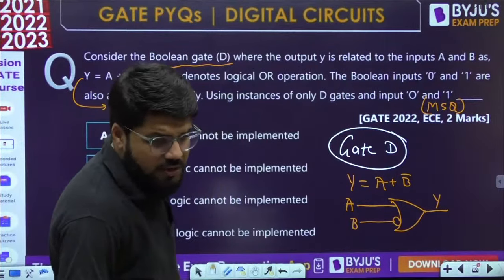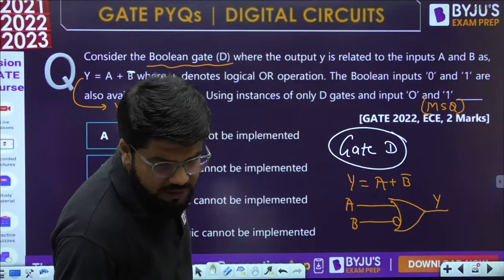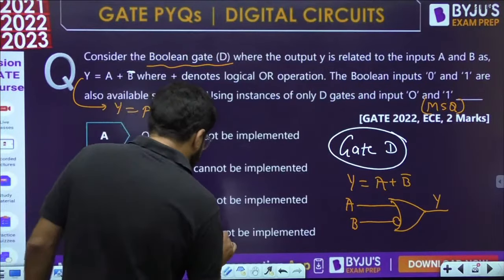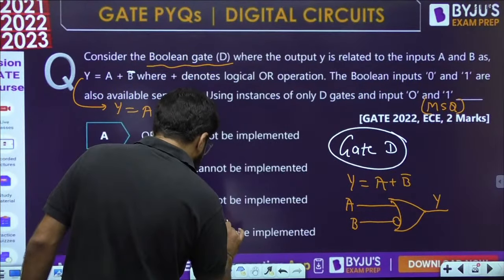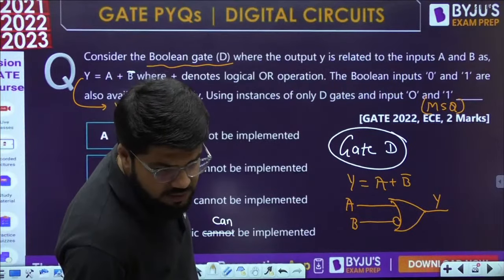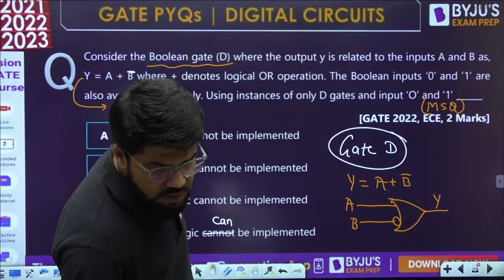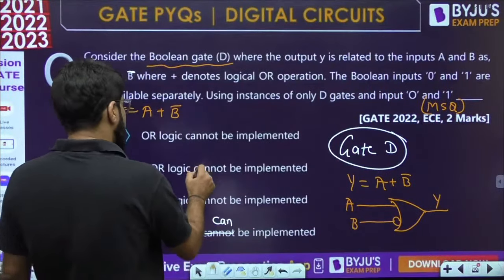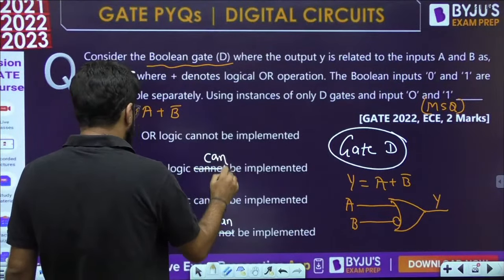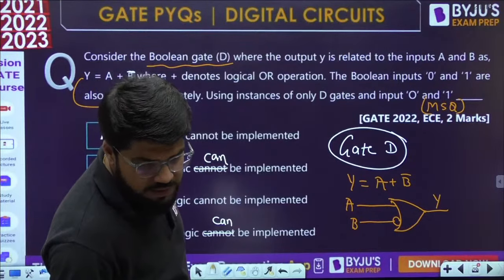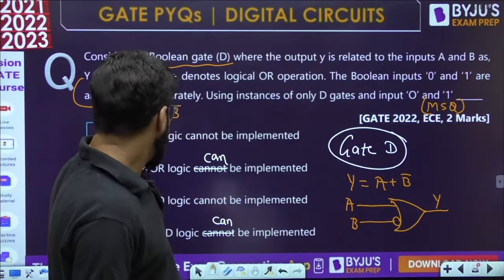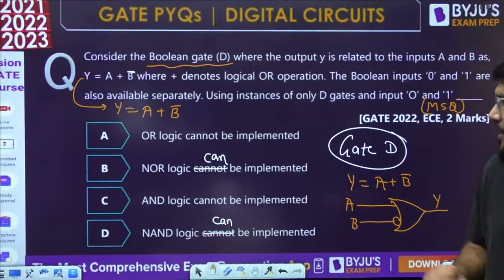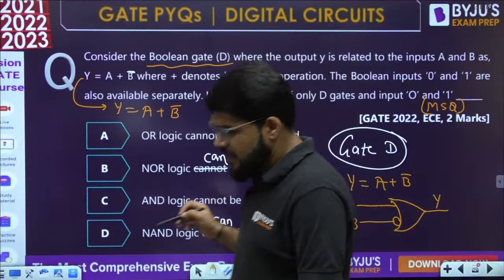NAND logic gate can be implemented. Select the correct options. Okay. NAND logic gate can be implemented. AND, OR cannot be implemented. NOR logic gate can be implemented. AND logic gate cannot be implemented. Okay, so these are the correct options. These are the actual official correct answers.